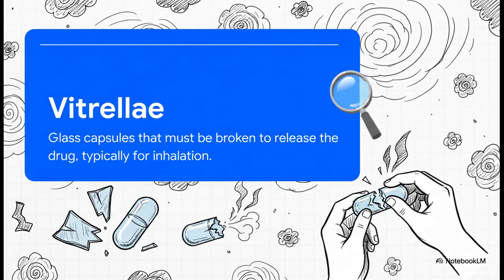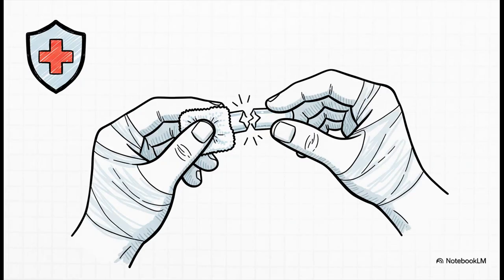Now here's a less common one you should know, Vitrellae. These are tiny, sealed glass capsules. To actually administer the drug, you have to physically break the capsule, which releases a vapor for the patient to inhale. And this leads to a huge safety alert. Because Vitrellae are glass, there's a real risk of cuts. So you have to use a gauze pad when you break them. This protects you and your patient. Patient safety is always the top priority.